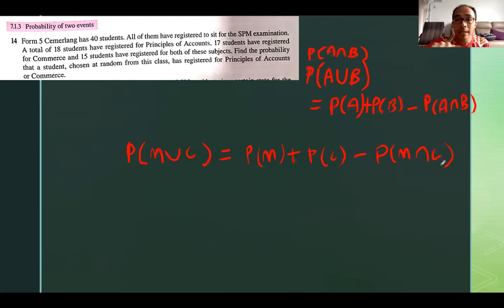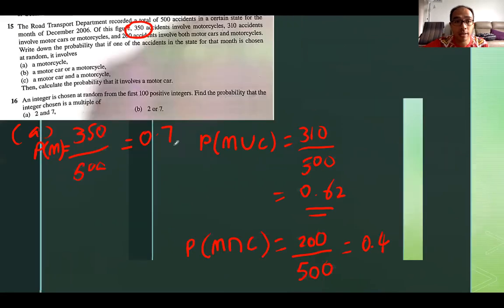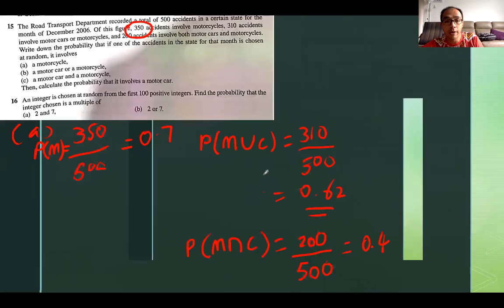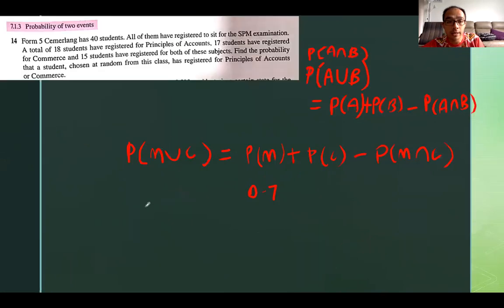Okay. Now, based on this, let's put in all the values. The probability of motorcycle, P(M), is 0.7. Let me see, what else do we have? The probability of motorcycle or car, P(M or C), is 0.62. M or C is over here, so it's 0.62. Okay, let's continue.